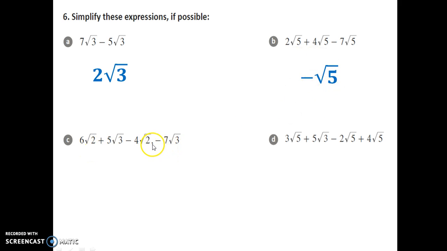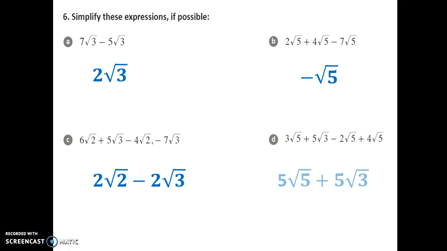Next one. Please ignore this little comma there. That's not supposed to be there. All right, that one you have 2 root 2 minus 2 root 3. All right. 6 root 2 minus that is 2 root 2, and this one combine to make this. Last one. In this one we have 3 root 5 minus 2 root 5 plus 4 root 5. Those three can be combined into this 5 root 5, and then you're left with this 5 root 3 here, a separate piece.